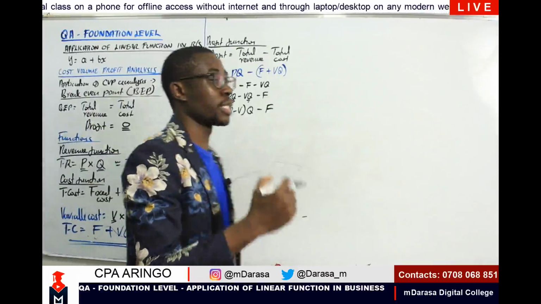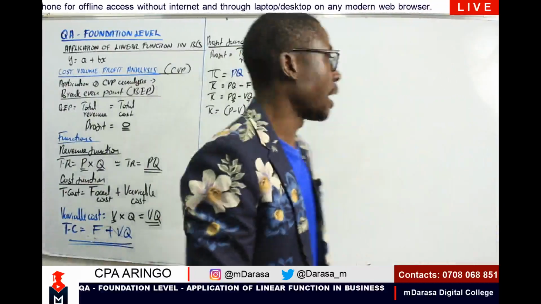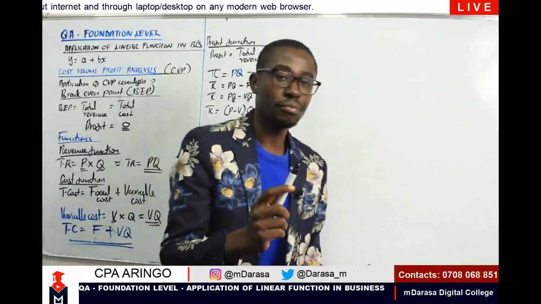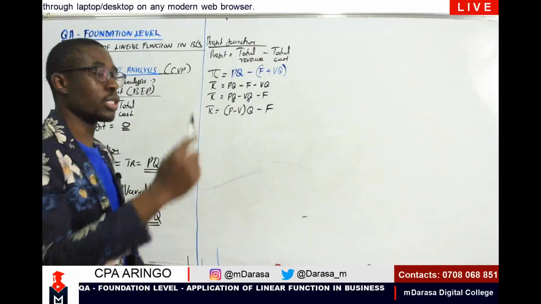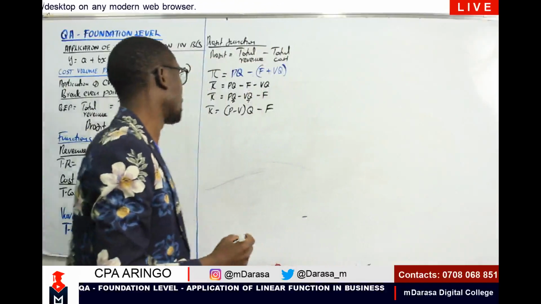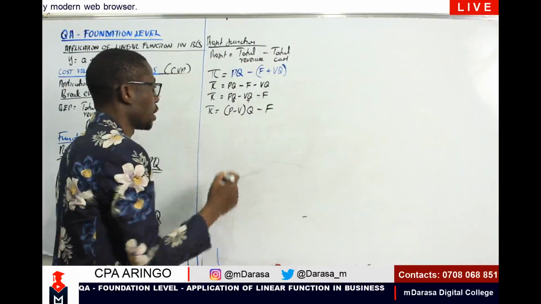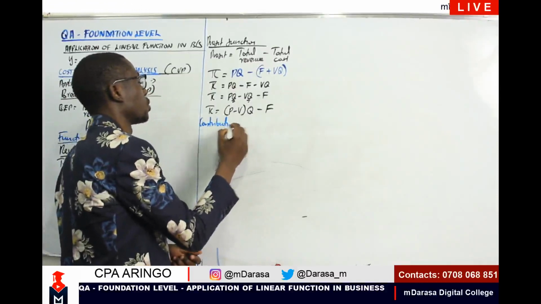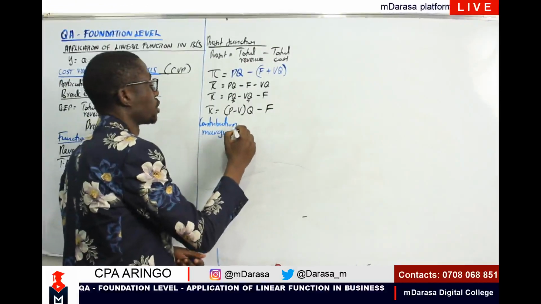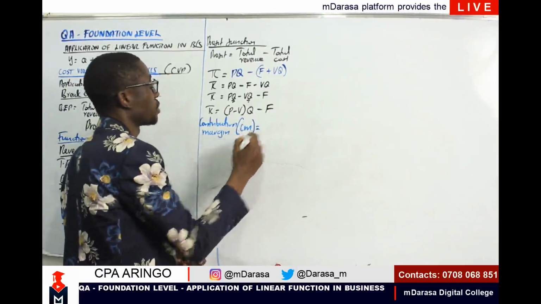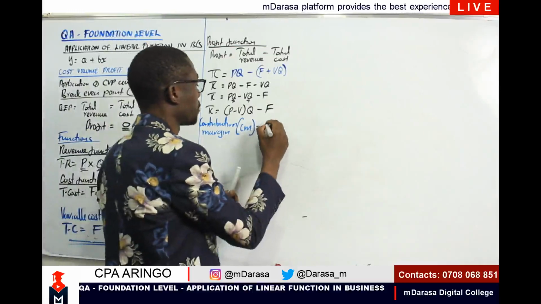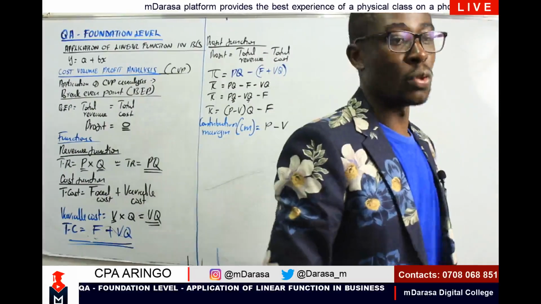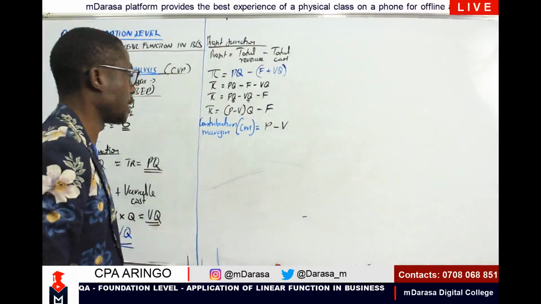At this point, I want us to grasp this concept clearly. Anytime we are talking about P minus V, remember P stands for selling price per unit and V stands for variable cost per unit. Selling price per unit minus variable cost per unit gives us what is known as contribution margin, commonly known as CM. So CM is the selling price per unit, represented by P, minus variable cost per unit, represented by V.